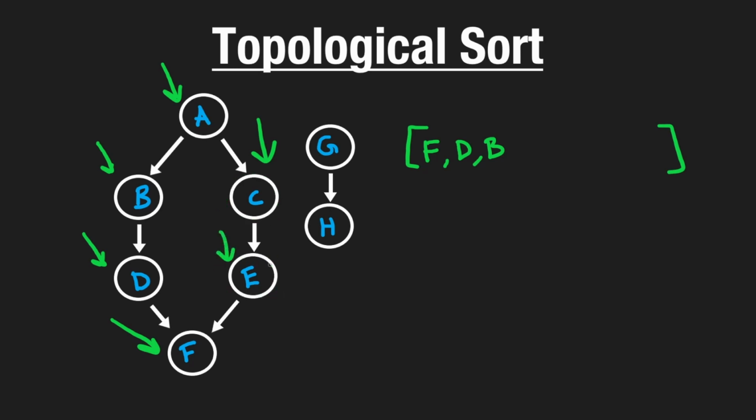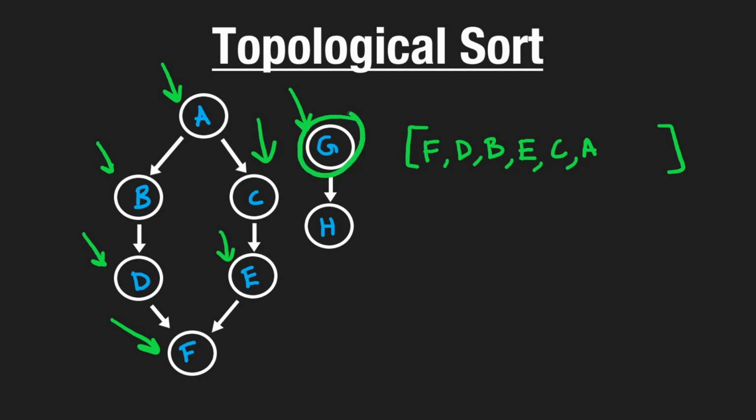Before we add E, we've got to add F, but we'll notice that F was already visited, so we're not going to do that. We pop back up to E, we add E to the result, then we pop back up to C, add C to the result, then we finally pop back up to A and add A to the result. We'll do the same thing for G and H.